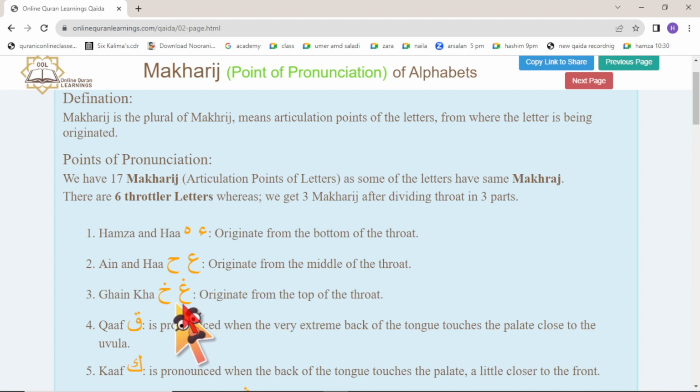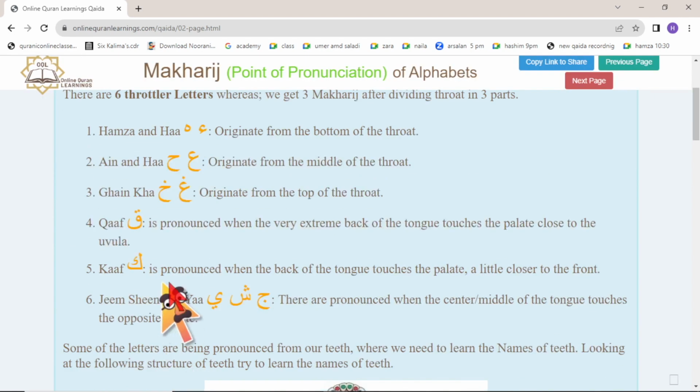The letters Ghain and Kha originate from the top of our throat, the part of our throat which is close to our mouth. So we'll pronounce these two letters. Repeat after me. Ghain, Kha. And the next one is Qaf.